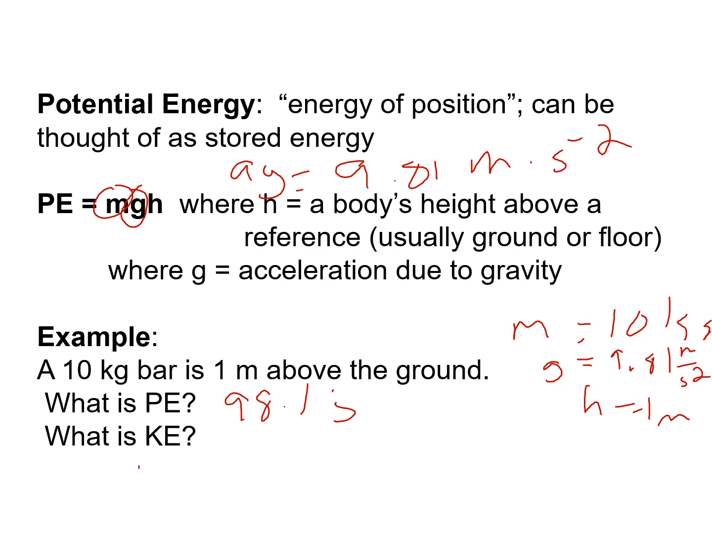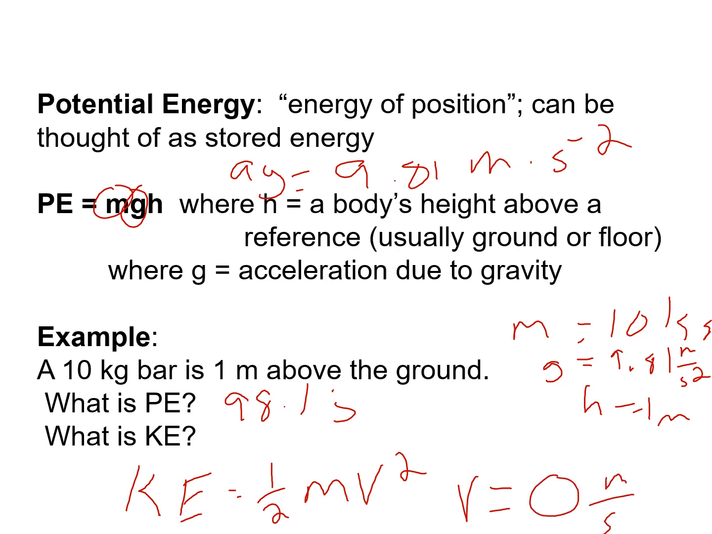What is its kinetic energy? Well, we know kinetic energy is equal to 1/2 an object's mass times its velocity squared. In this question, we said nothing about its velocity. So we assume its velocity is equal to 0 meters per second. Anything times 0, even if you square 0, it's still going to be 0. So its kinetic energy is equal to 0 joules. Okay, I hope this makes sense.